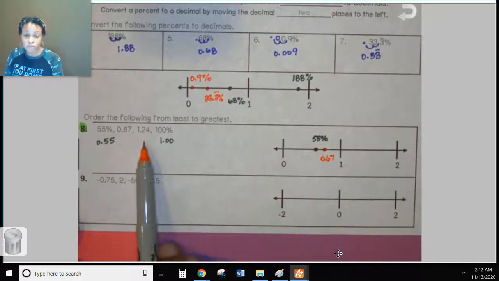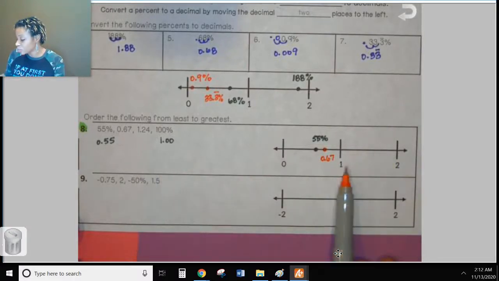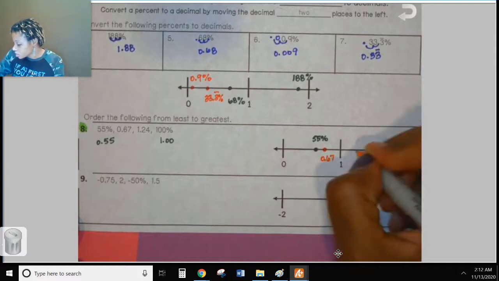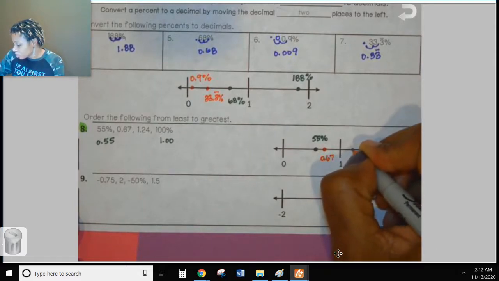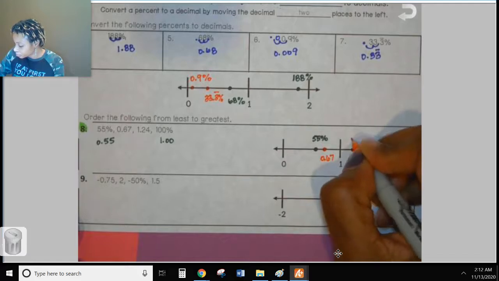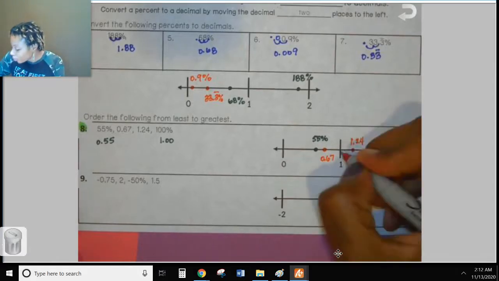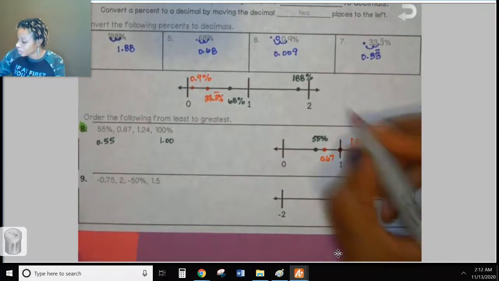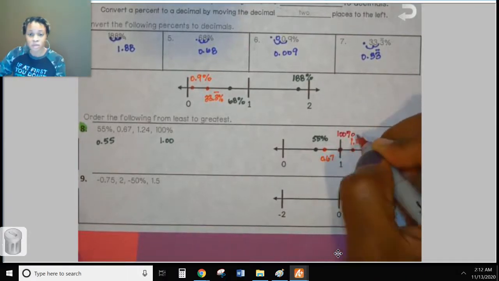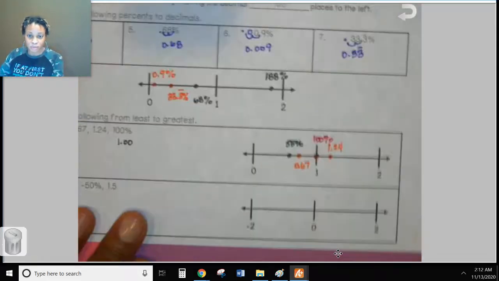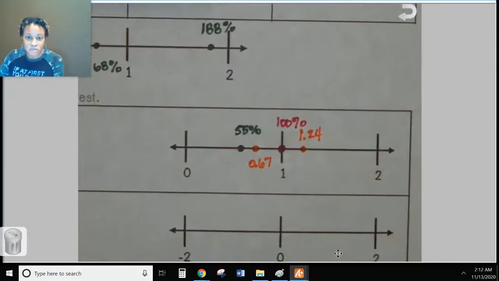Then I have 1 and 24 hundredths. We know that would be in between 1 and 2. Since it's 24 hundredths, it would be closer to 1. And then the last one is 100%. 100% is 1. So we would put that right on the 1 here. And I would write 100% above. So this is how they would be placed on the number line. And I'm going to zoom that in just so you can see.